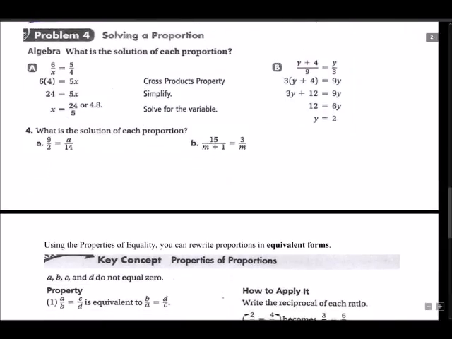Well, if I'm given my proportion here, I cross multiply and solve for x. Those are easy. 6 times 4 equals 5 times x. Divide both sides by 5, and we either get a fraction, or you can turn it into a decimal if you like. Let's look at this problem B here.